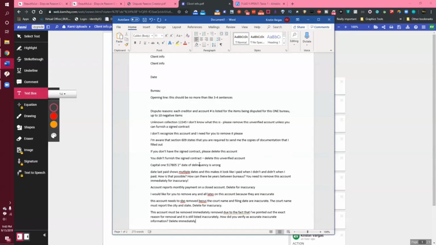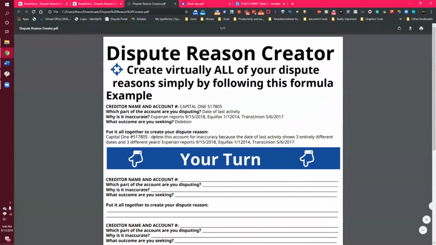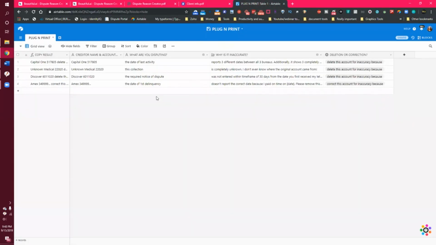So, if they're only putting United States bankruptcy or U.S. bankruptcy, they didn't put the city and state. Or there's 3 different filing dates. Whatever it is, you need to list it, because remember, we need the creditor name and the account number, the part of the account that's being disputed. Why is it inaccurate? What outcome are you seeking? Put it all together, and that's going to create your dispute reason. And that's why I created the plug-in print, okay?